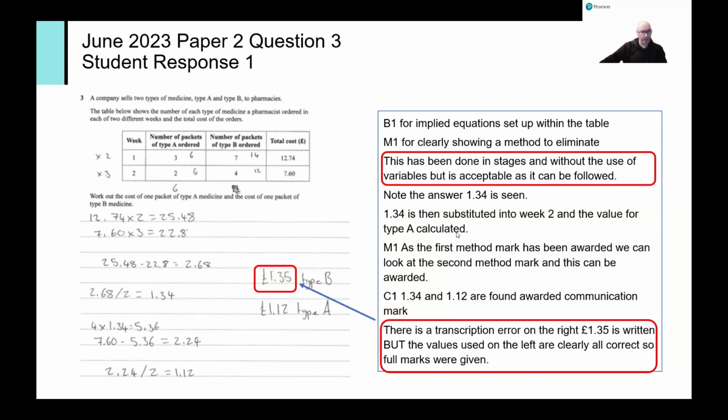We also see that we've got the answer 1.34 here, and they've substituted that correctly to then get the correct value for type A. But what they've then done is write 1.35 instead here. So they've got the answer 1.34 and the correct answer 1.12. So they are correct. They've got that mark, even though they had this transcription error, because we could see they got the correct solution and then substituted that solution correctly to find the other value as well.